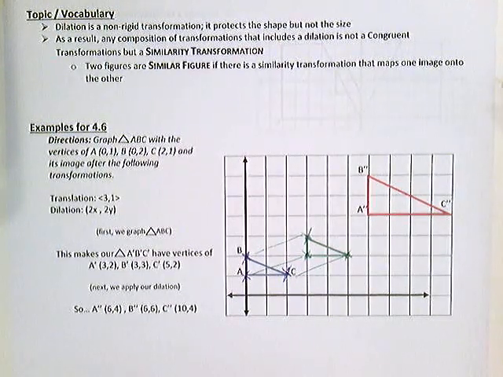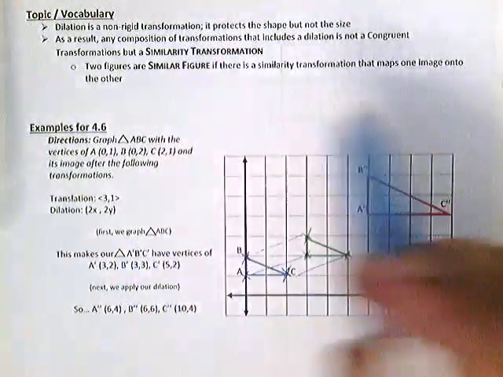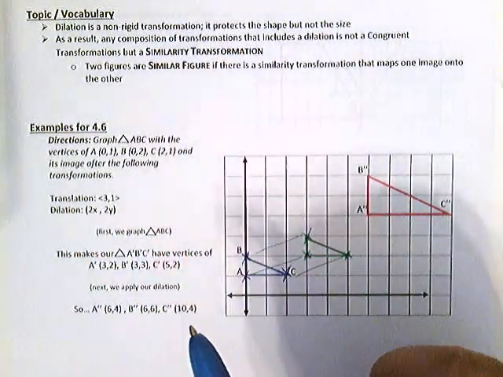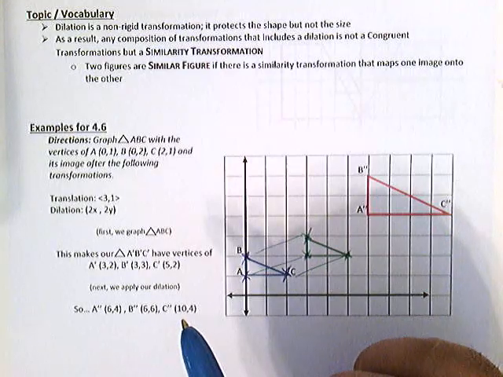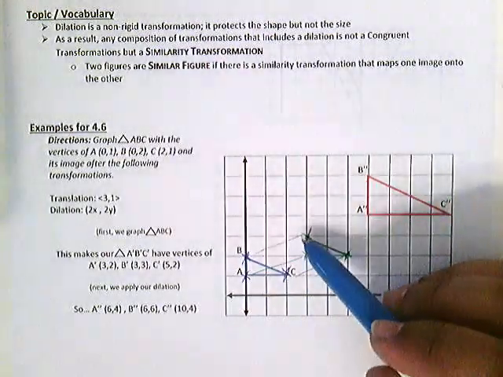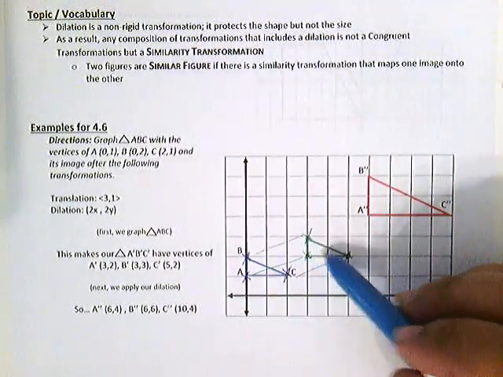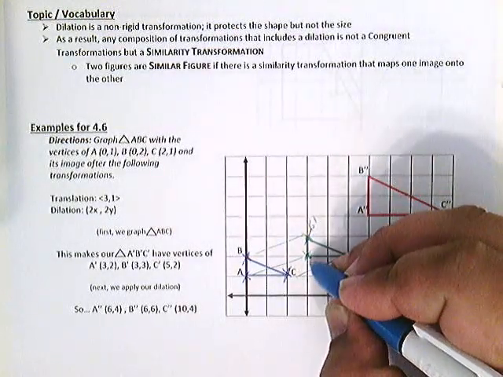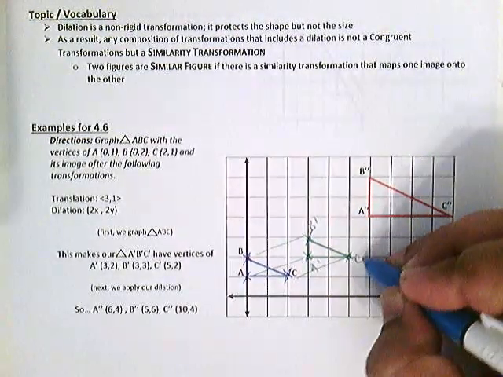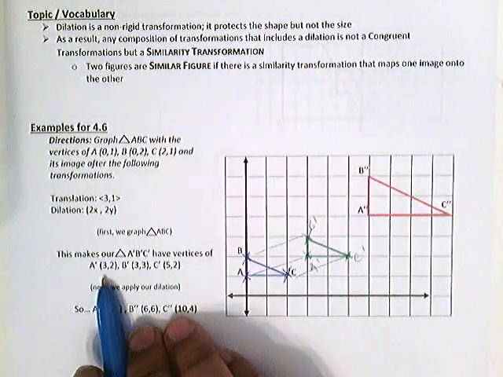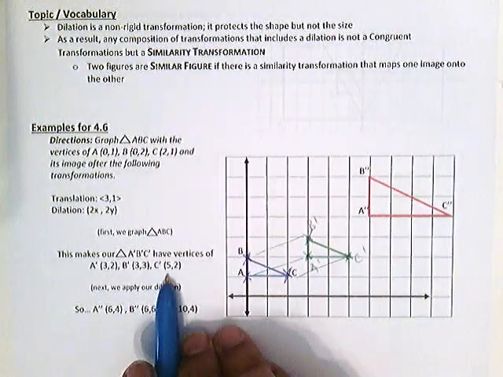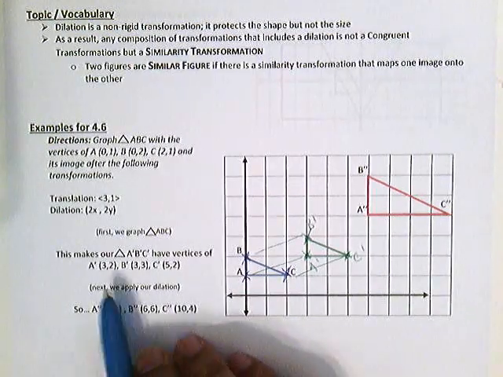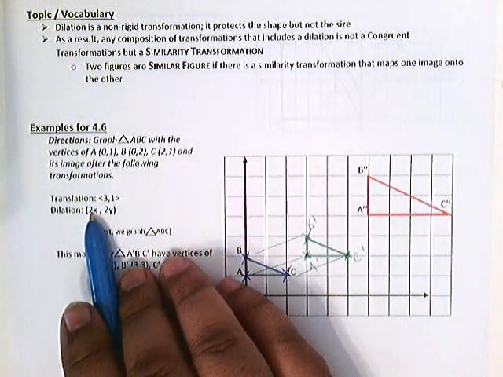Next, I also need to dilate with a scale factor of 2. Now, this is my new thing here. This is my B prime, this is my A prime, and this is my C prime. These are the coordinates right here: (3, 2), (3, 3), and (5, 2). Boom, boom, boom. Next, we apply our dilation of factor 2.